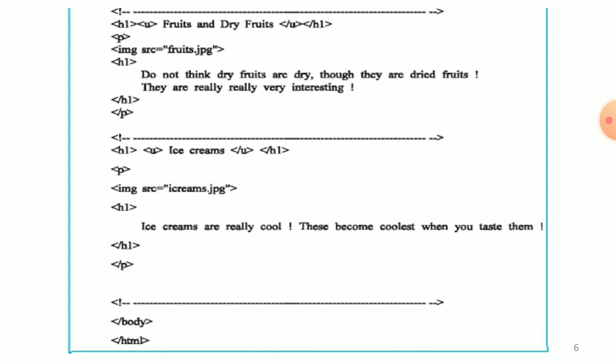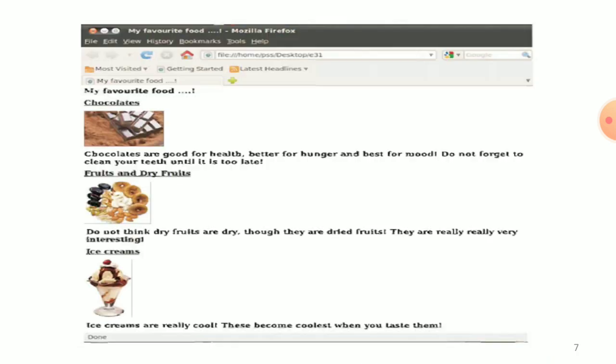And the comment, h1 u Ice Cream, closing /u and /h1, paragraph, image src equals ice cream and the extension is dot jpg. h1: Ice creams are really cool. This becomes coolest when you taste them. Closing /h1 and /paragraph, and then comment, and then /body, and then /html, and save your file with the file name and then the .html extension. Okay friends, and the output is an HTML document.